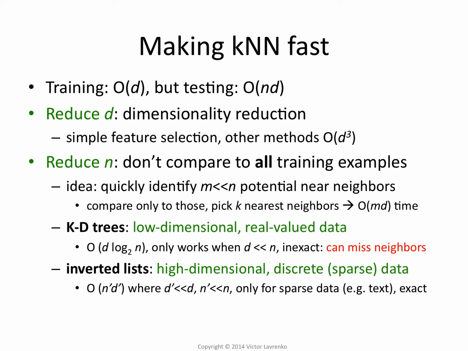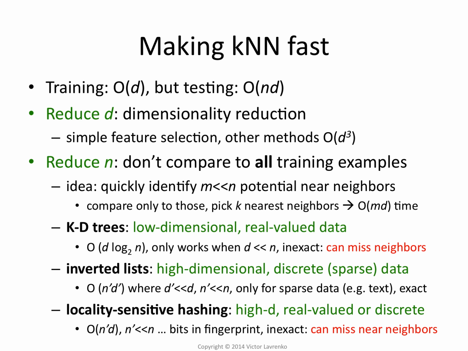If you have the opposite of this case, if your data is high dimensional and sparse, you can borrow a page from search engines and use something called inverted lists, and I'll mention what those are. They give you an attractive complexity, and one nice thing about inverted lists is you don't miss nearest neighbors, so it's an exact technique.